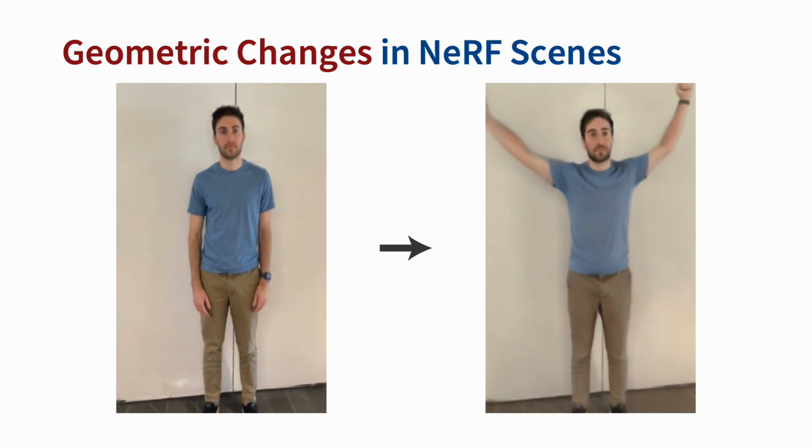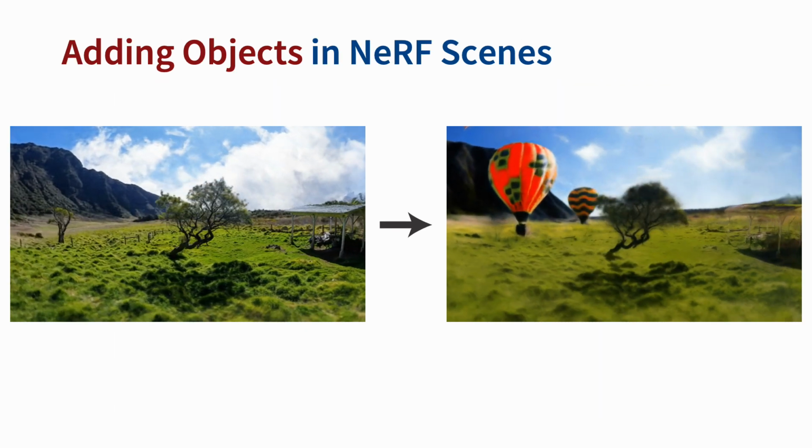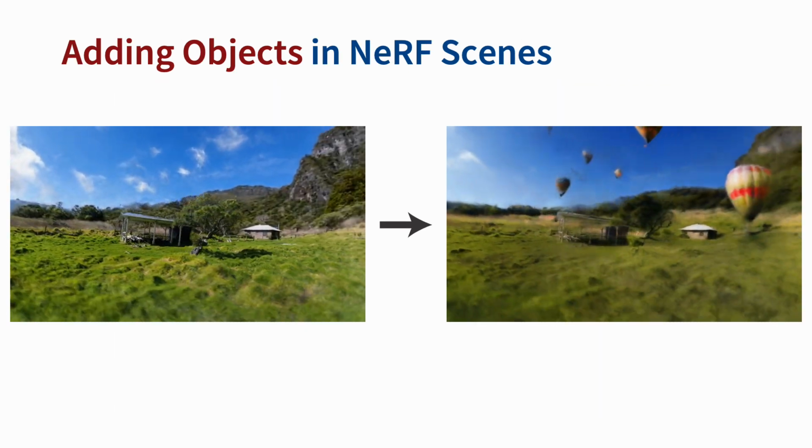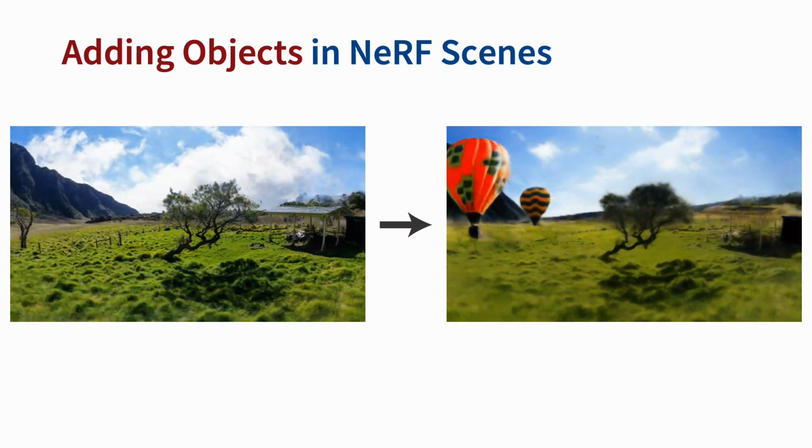For example, PDS can make a man raise his arms in 3D scenes. Also, it can even add new objects to 3D scenes, such as adding hot air balloons to an outdoor scene.